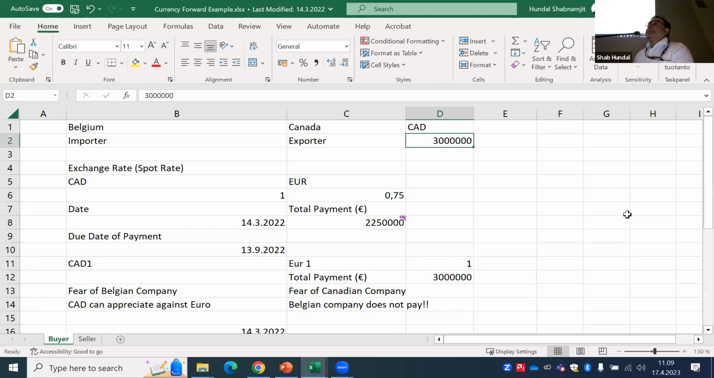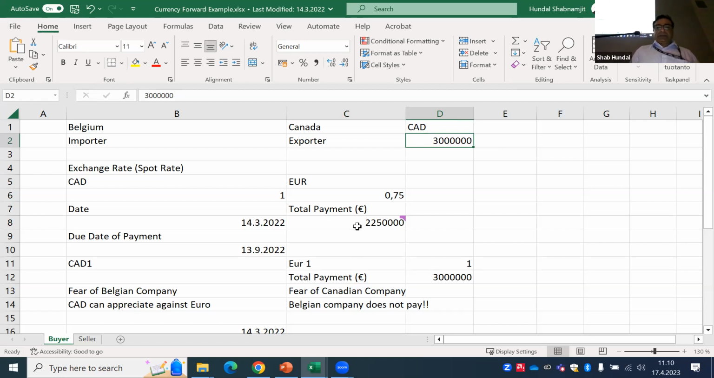There's one Belgian company, which is the importer. And they're going to buy something from Canada. So the Canadian company is the exporter here. And the deal between the Belgian importer and the Canadian exporter is that the importer would make a payment in Canadian dollars. So the payment comes to be, I think, 3 million Canadian dollars, right?